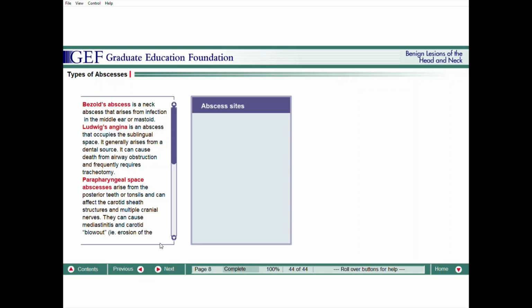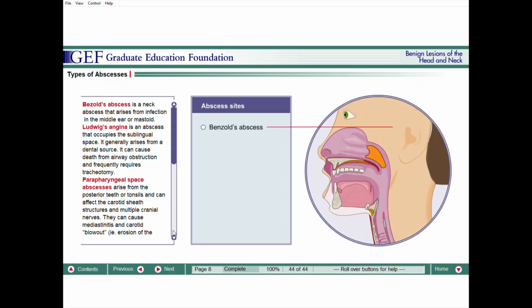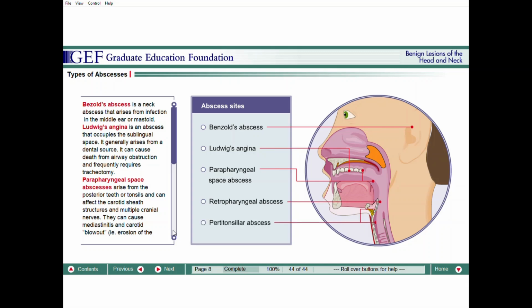Bezold's abscess is a neck abscess that arises from infection in the middle ear or mastoid. Ludwig's angina is an abscess that occupies the sublingual space. It generally arises from a dental source. It can cause death from airway obstruction and frequently requires tracheotomy.